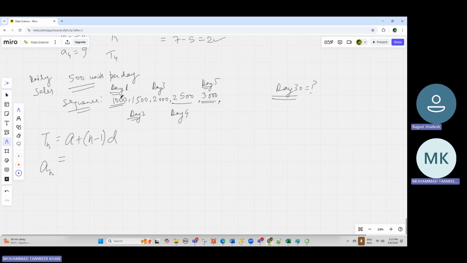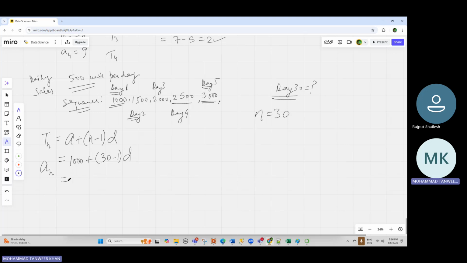1,000. This is day one. So on day one, the sales was 1,000 units. So 1,000 will be the first term, right? And then n minus 1 into d. N means the number of terms. So which term do you want here? You want the sales on the 30th day. It means the value of n will be 30. So we will write 30 here minus 1 into d.